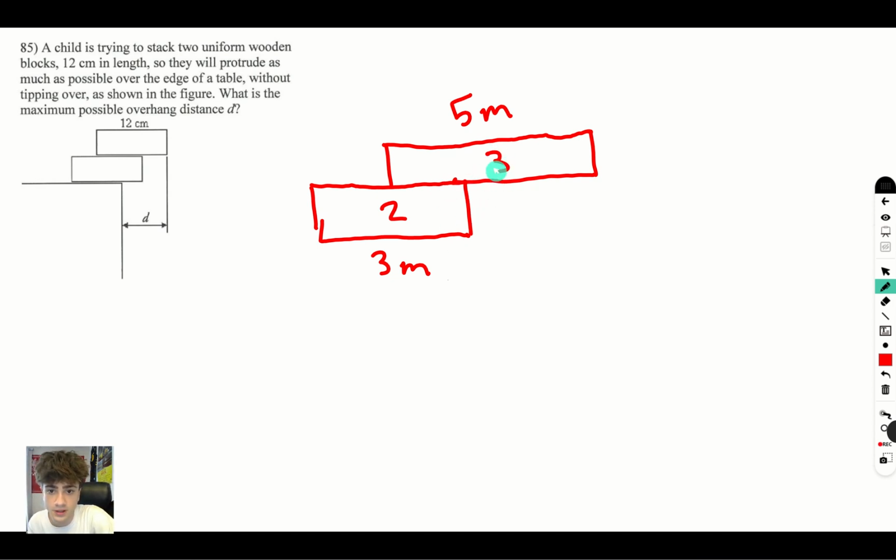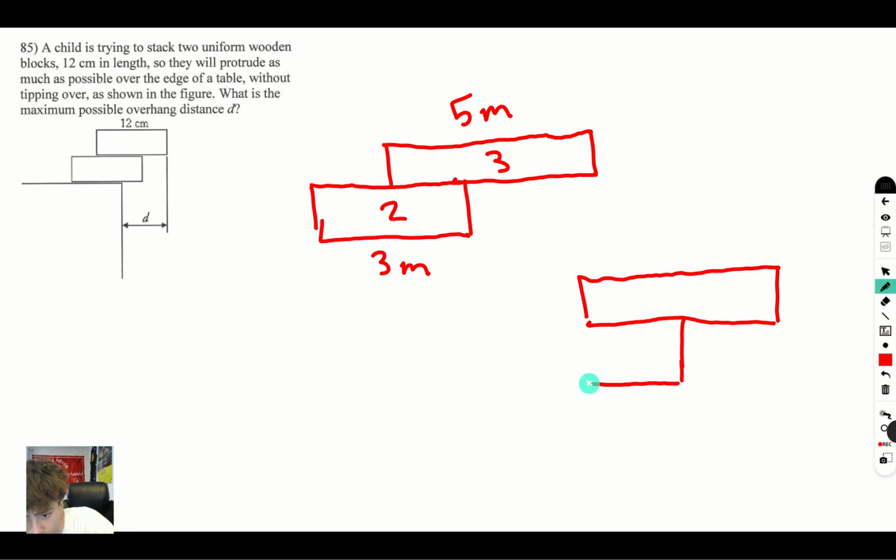Now, in order to solve this, we're obviously going to want to find the center of the first one, which is going to be at 2.5 meters. So this top block is going to be hanging off 2.5 meters off this block. So let's draw that really quickly. Here we have this, and here's the other block. And since it's 3 meters long, it's going to be a little bit more out this way.